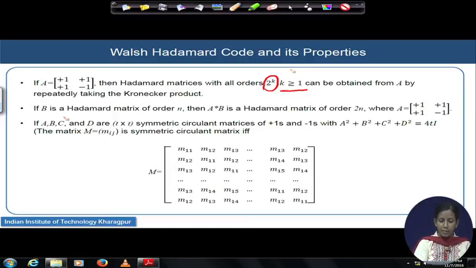If B is a Hadamard matrix of order n, then we understand that A ⊗ B will be a Hadamard matrix, where A is given by this, and this Hadamard matrix will have order 2n.